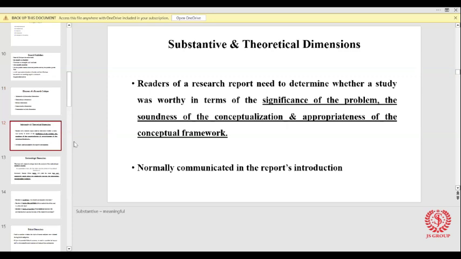First, the critic, the person who is doing the critique of the research article, will see whether the study is discussing the significance of the problem, or whether the concept is elaborately explained in the research report. The conceptual framework is the theory the researcher selected, and whether it is appropriate for the particular study or not. So this substantive and theoretical dimension is mainly meant for critiquing the introduction chapter.